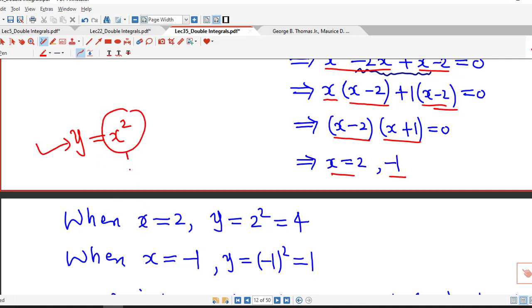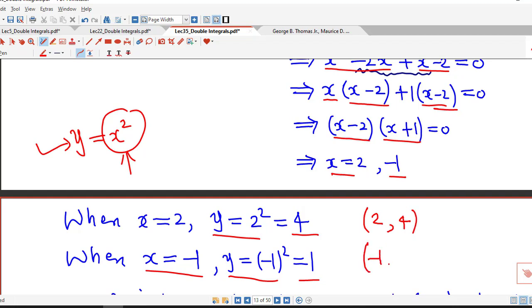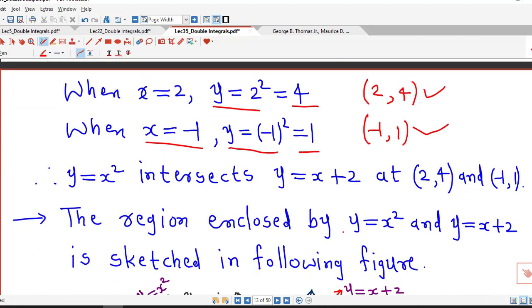So when x is 2, y is square of 2, that is 4, and when x is minus 1, y is minus 1 square, which is 1. So when x is 2, y is 4, and when x is minus 1, y is 1. So these are the intersecting points of the parabola and the line y equal to x plus 2. Therefore y equal to x square intersects y equal to x plus 2 at points (2, 4) and (minus 1, 1). So now we sketch the region of integration.